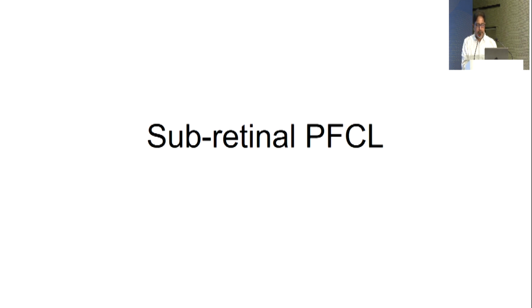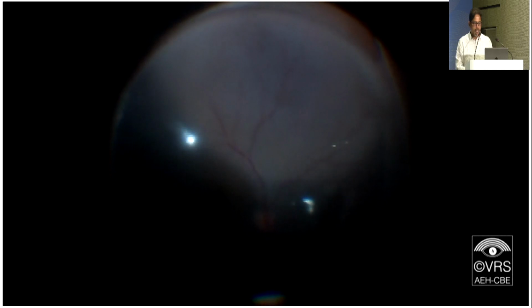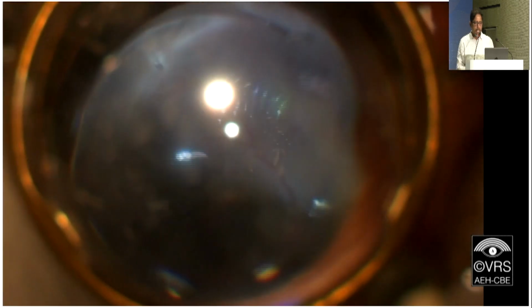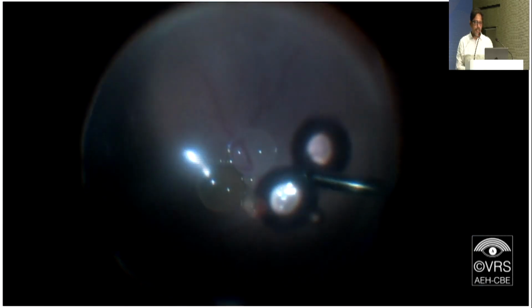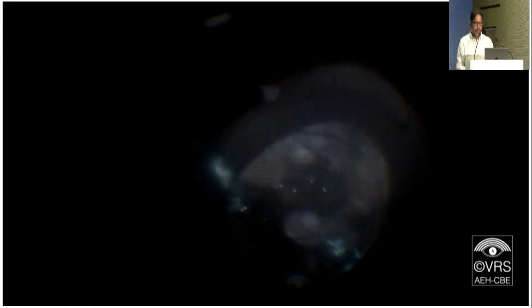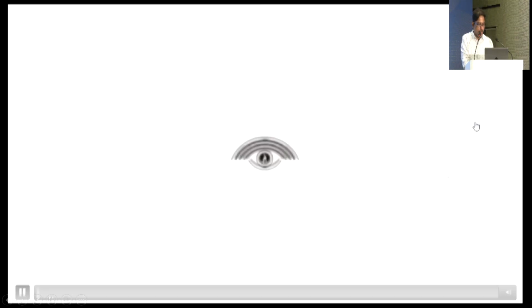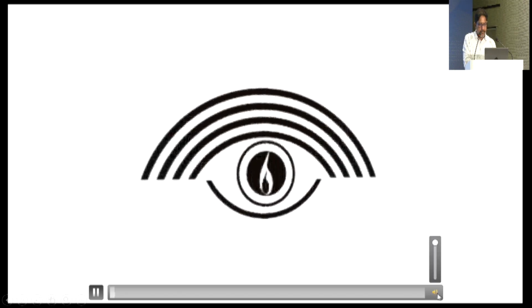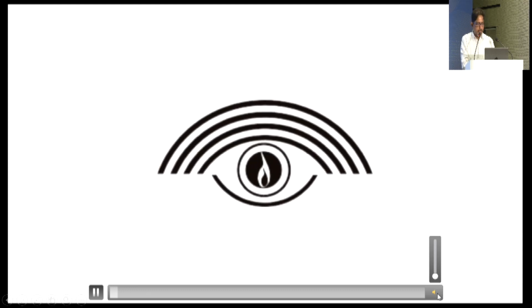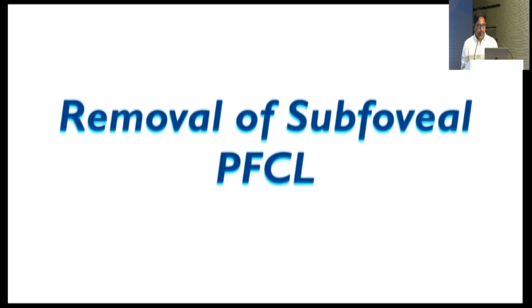Last is the unusual or inordinate migration of subretinal PFCL in patients who have undergone RD surgery. Here, because of the bubbling when you're exchanging instruments, and because of the jet force of the infusion fluid, the PFCL bubble breaks into small bubbles which can migrate in under the breaks and go into the subretinal space. So what we can do here is there are 2-3 techniques.